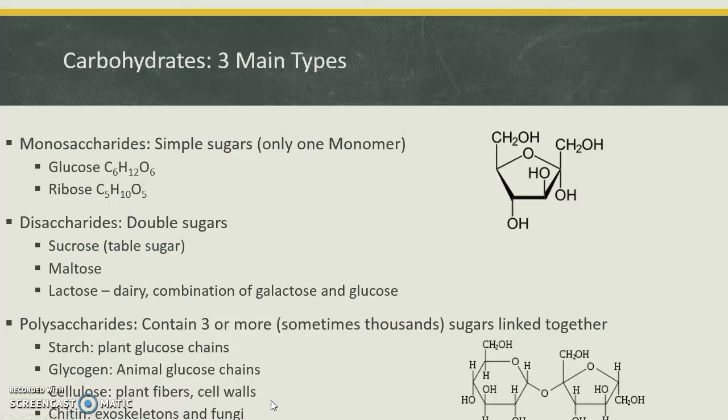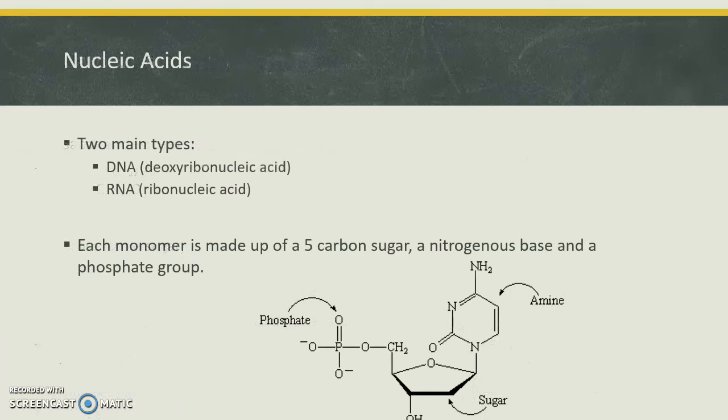And then chitin is the exoskeletons of things like spiders or shrimp or crustaceans, anything that has that hard exoskeleton. Bugs have chitin shells. And then fungi, which is kind of weird, but that's just one kind of cool thing that they have that makes them a little bit different than regular plants.